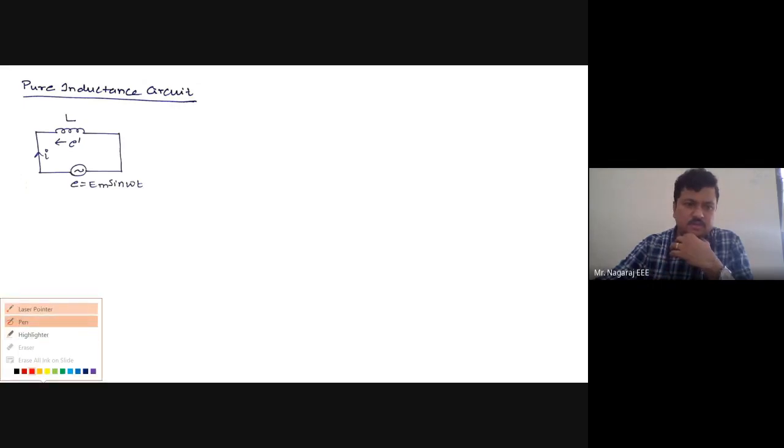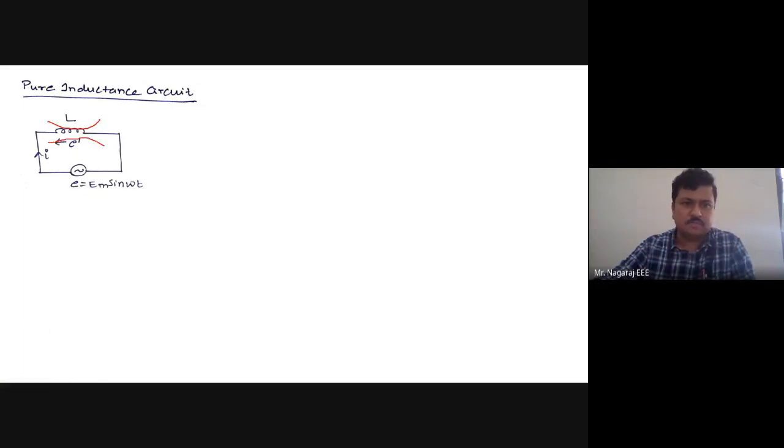Okay, so this will produce the flux here. These are the flux lines. Sorry, only one phi. It will produce flux. Now, the nature of current is sinusoidal, so the nature of flux is also sinusoidal. What nature of voltage I have, that nature of current I get. What nature of current I have, that nature of flux I get.